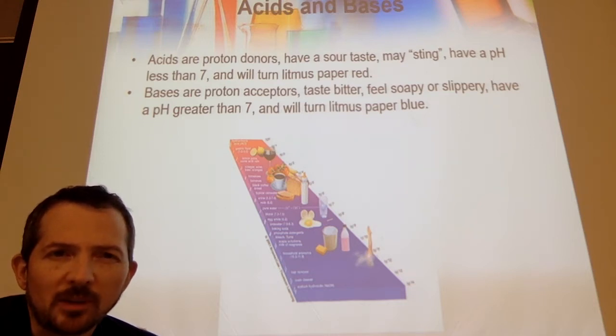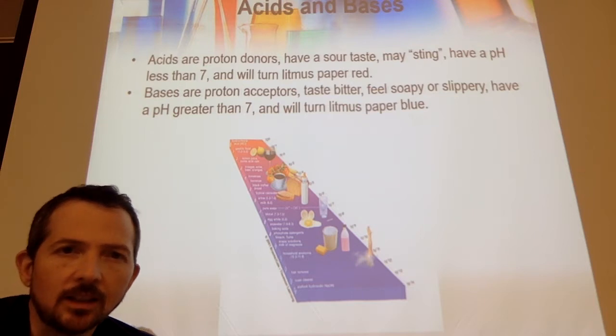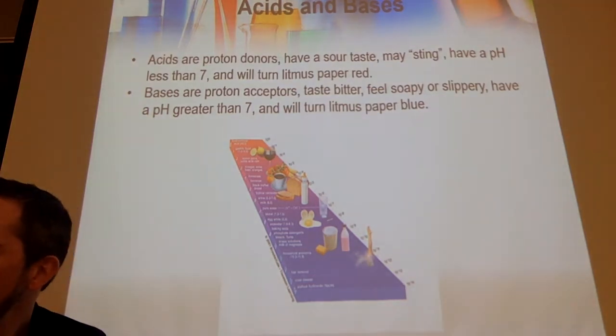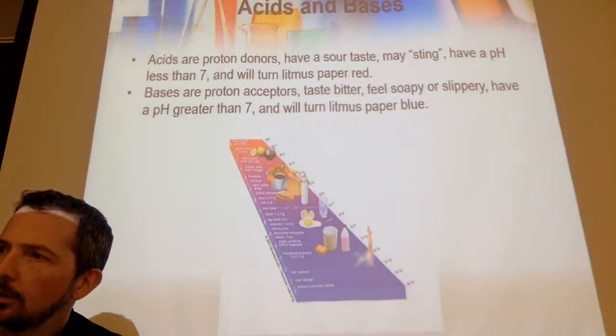Some common examples of acids would be lemon juice, which is acidic, and vinegar, which is acidic, and you can see the pH scale here as well.